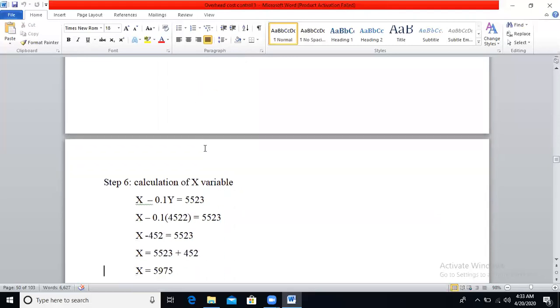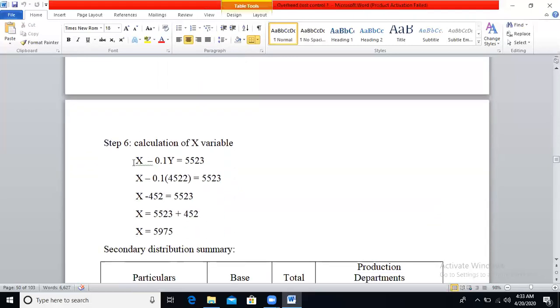The next step is calculation of X value. So consider the first equation. X minus 0.1Y is equals to 5523. So instead of Y, you have to consider the value of Y. X minus 0.1 into 4522 is equals to 5523. So 0.1 into 4522, you will get 452. So X minus 452 is equals to 5523. X is equals to 5523. If minus 452 comes on right hand side, it will be plus 452. So value of X will be 5975.